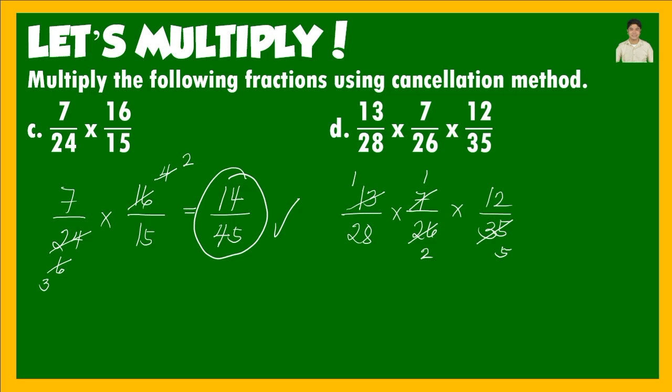Next, what about 12 and 28? So, 12, divide natin siya sa 4, magiging 3. Yung 28, dinivide natin sa 4, magiging 7. Now, tignan natin yung mga nakuha nating mga sagot. Sa taas, 1, 1, 3. Sa ibaba, 7, 2, 5. So, wala na tayong pwede pang i-cancel. So, multiply na lang natin sila. So, 1 times 1 times 3, that is 3. 7 times 2, 14. Times 5, 70. So, our final answer is 3 over 70.